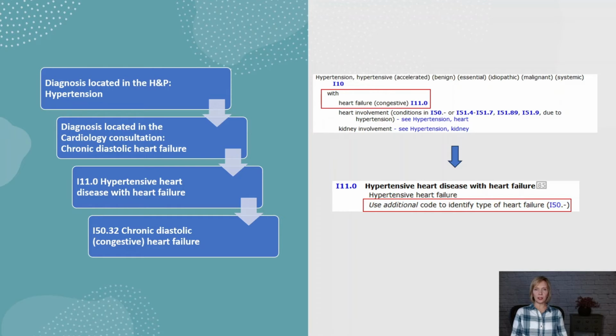We can find these conditions linked in the alphabetic index. Starting with the main term hypertension, we see that it is immediately followed by the subterm "with." Under this subterm, we see an entry for heart failure, which instructs us to assign code I11.0, hypertensive heart disease with heart failure. Next, we consult the tabular to verify the code assignment and check for instructional notes. And we find an instructional note instructing us to use an additional code to identify the type of heart failure. Therefore, we assign an additional code to identify the heart failure.